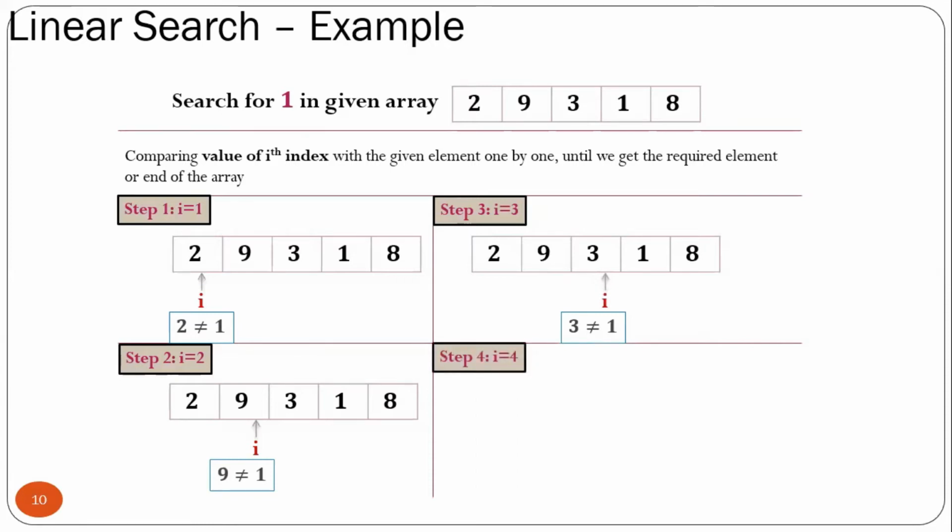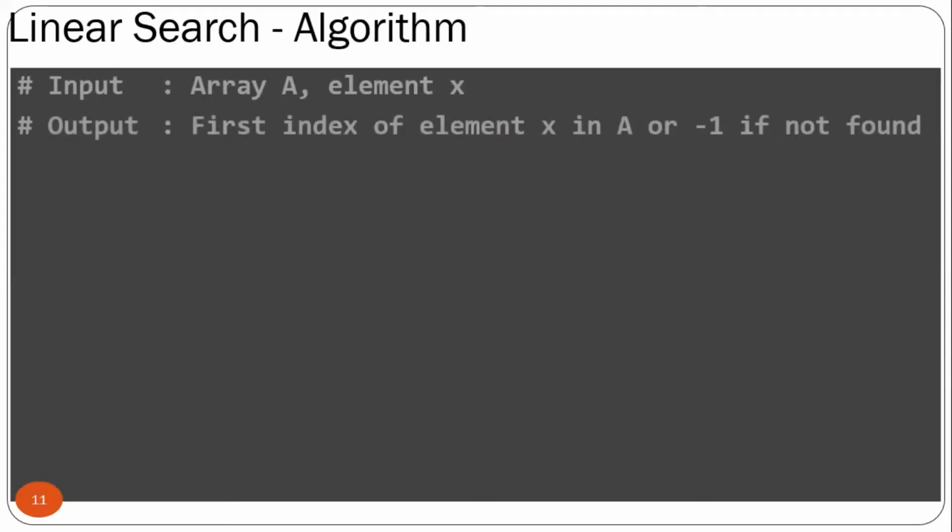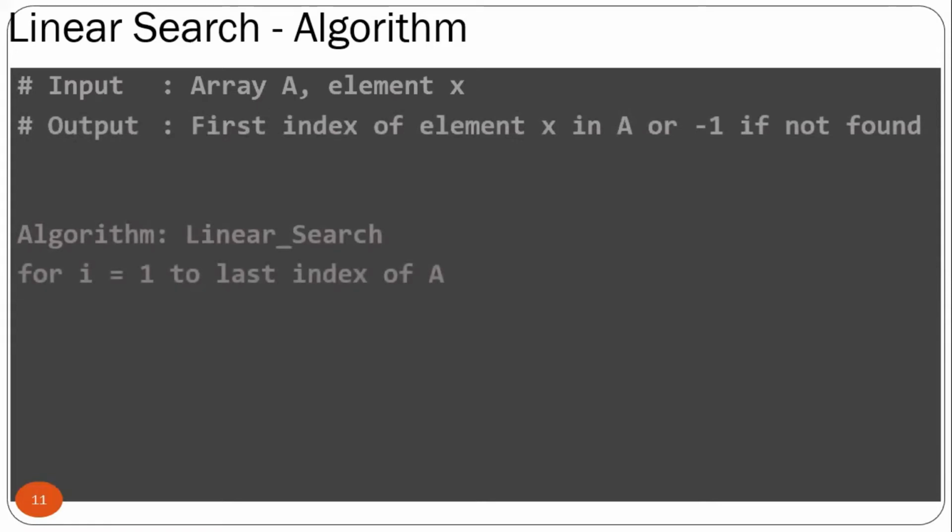3 is again not equal to 1. Then move to index number 4 and match the number to be searched. So 1 is found, and it is found at index number 4. This is how linear search is done. This we have implemented in the lab.